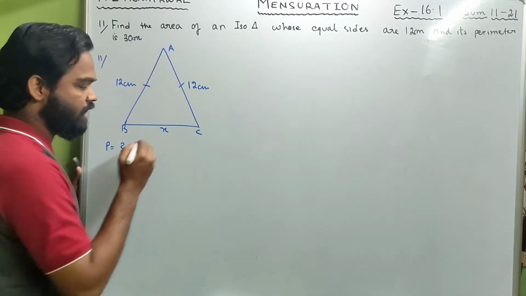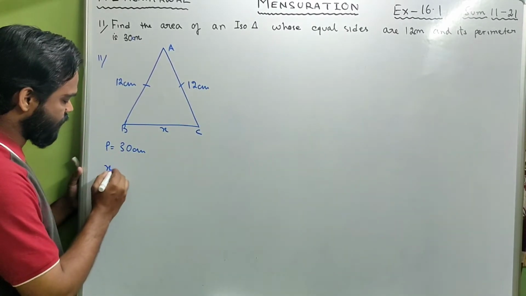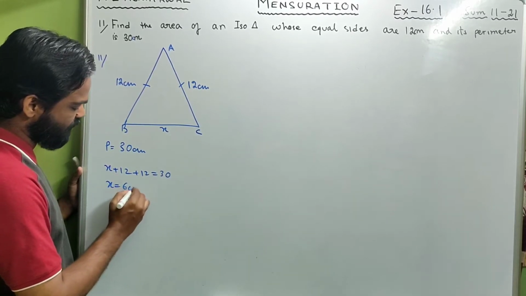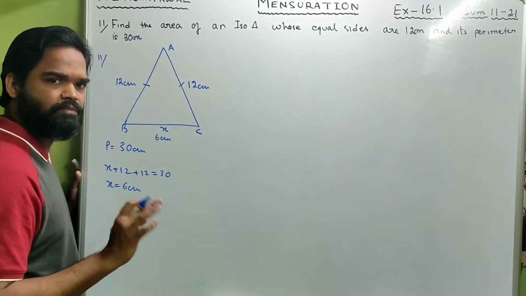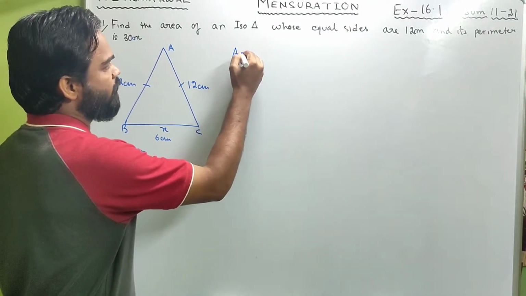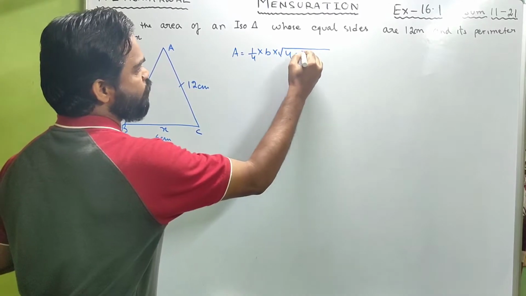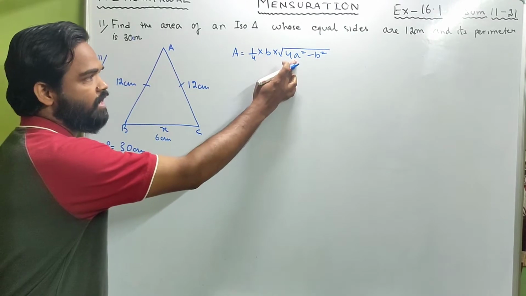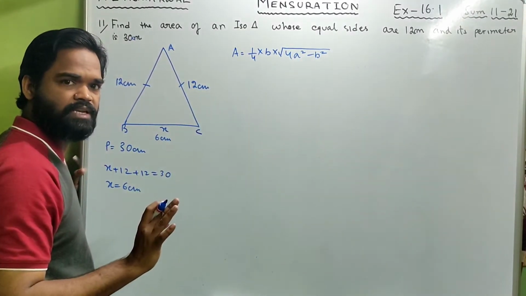Now, suppose BC is X, then X plus 12 plus 12 will give you 30 because that's the perimeter. So, which means the base will be 6 centimeter. Done. So we got all the sides of the isosceles triangle. Now you can simply use the formula, which was area equals 1 by 4 multiplied by B multiplied by root of 4A square minus B square to get the area of an isosceles triangle, where A is that side which is equal and B is that side which is unequal, or the base you can say in this case.